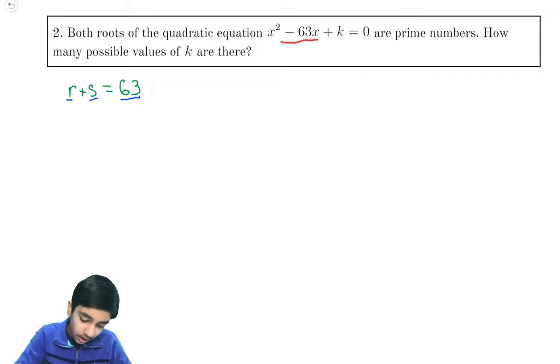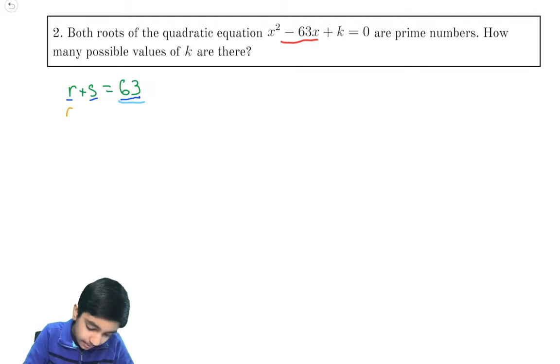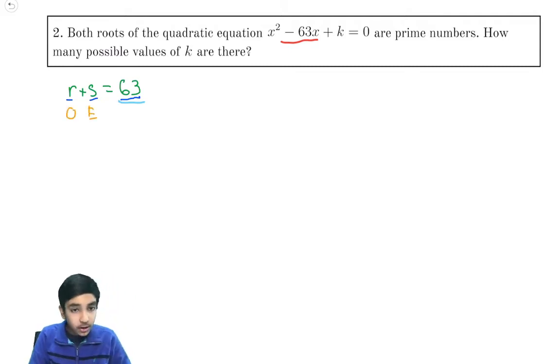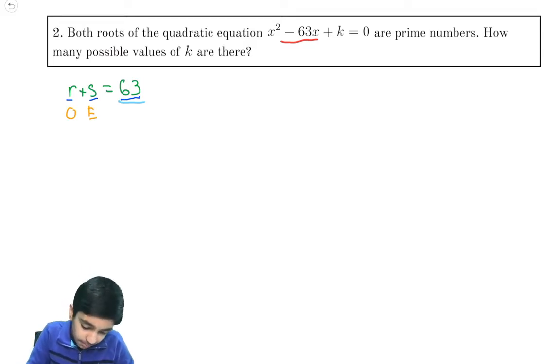Since we have an odd sum here, one of r and s has to be odd and one of them has to be even. But we also know that both of these numbers are prime, meaning that the even root of the quadratic has to be 2, since 2 is the only even prime number. So s, the even root, has to be 2. And that means the other root has to be 61.